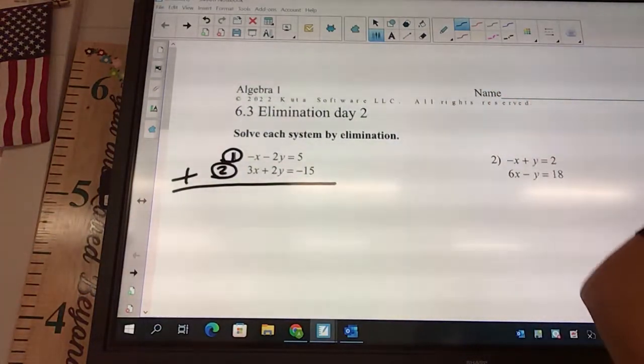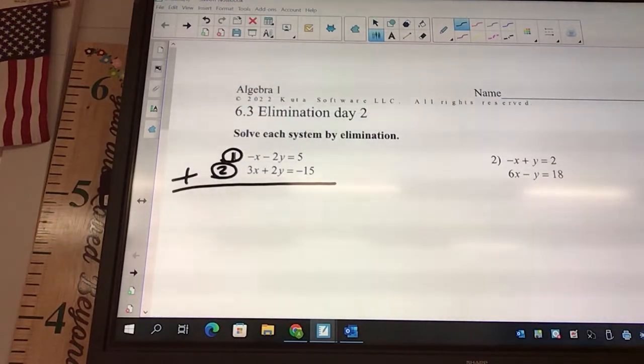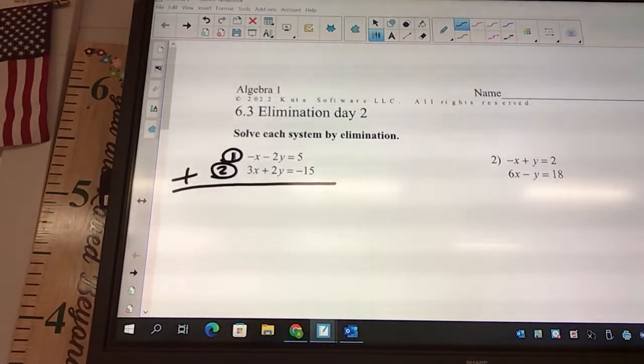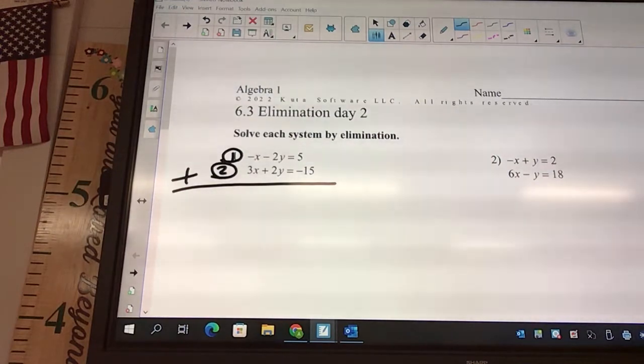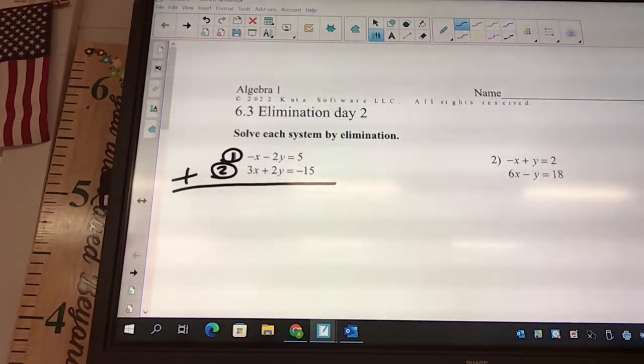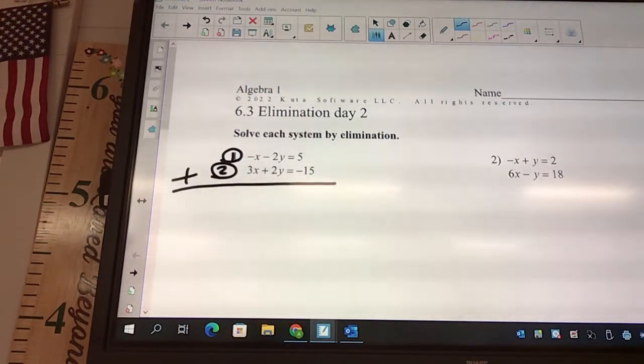Where you're going to see a difference today versus yesterday is that today we can add them together. The reason we add is because what is negative 2 plus 2? 0, so they cancel. You have to have one positive and one negative with the same number in front. Meaning that the y's are both 2, one's a positive and one's a negative, therefore you add. Where you're going to see a difference is if they're both negative 2. Then you can subtract, or some people say multiply by negative 1 and then add.